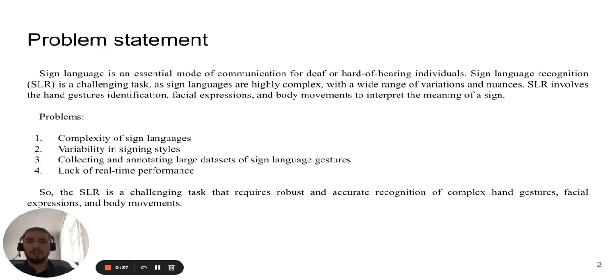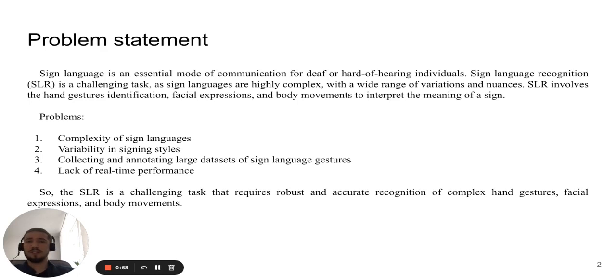There are over 300 sign languages used worldwide, each with its own grammar, vocabulary, and dialects. Furthermore, sign languages are highly context dependent, with the meaning of signs often varying depending on the speaker's location, age, gender, and culture. Another challenge in SLR is the variability in sign styles.